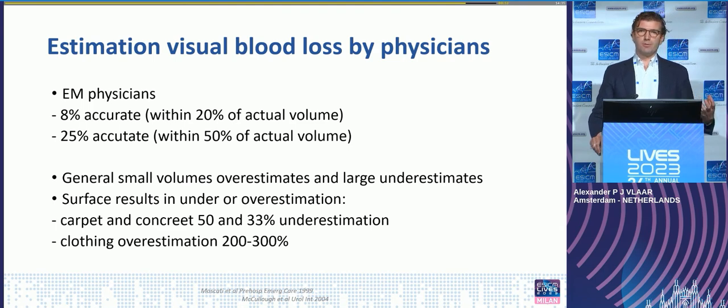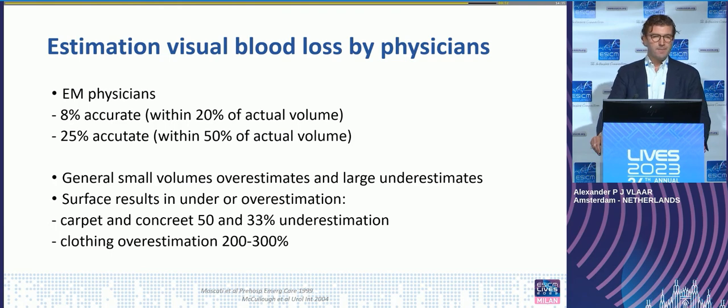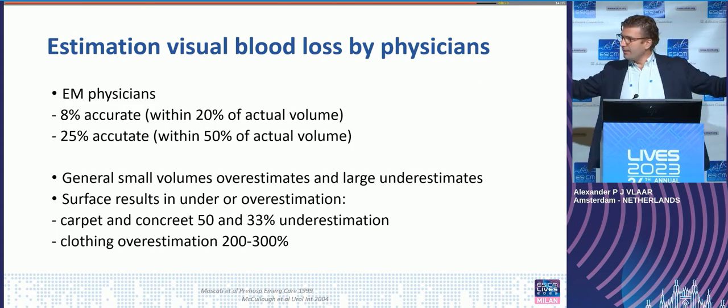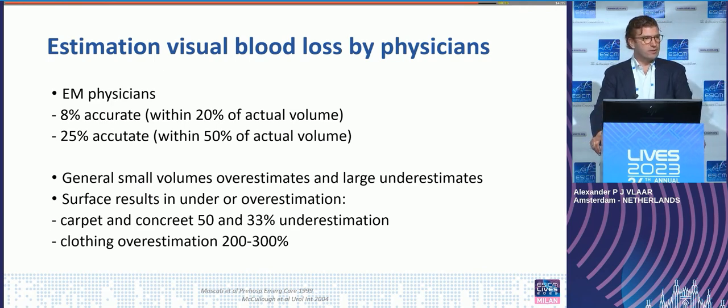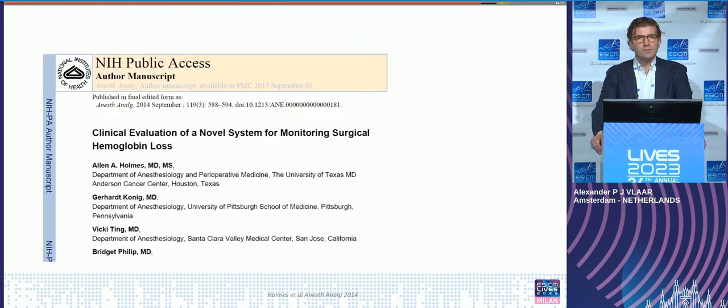So what is the problem we are facing? In general, small volumes are overestimated and large are underestimated. And surfaces result in under and overestimation. So on the picture you had carpet and concrete, which results in underestimation, but the moment you get clothing on, everything is in blood, then people start to overestimate, but really significantly, up to 200 to 300%. So if we cannot do it, maybe a computer can do it. So what is already being developed is also a machine learning tool to see whether we can do this better.